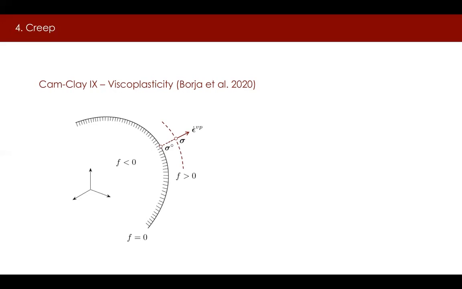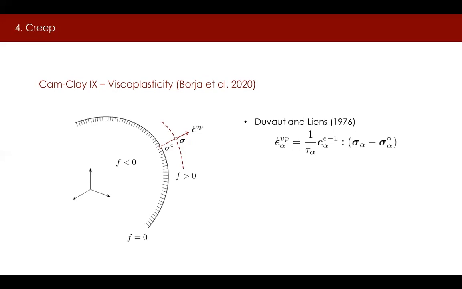There are two classes of viscoplastic formulations. The first is by Duvaut and Lions, where the direction of the viscoplastic strain rate is determined by the distance between the stress point sigma and its closest point projection on the yield surface, denoted by sigma with an open circle. The denominator tau is called relaxation time. This formulation views creep from the point of view of stress relaxation.